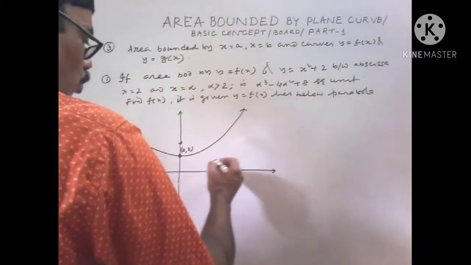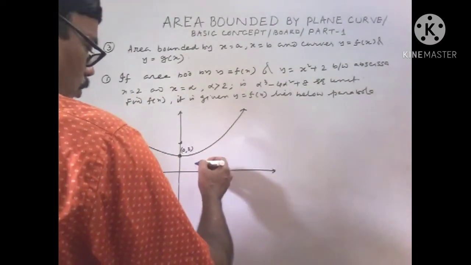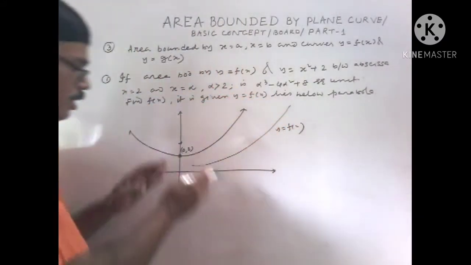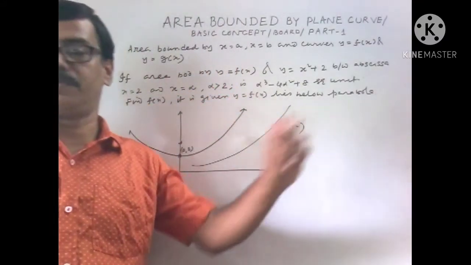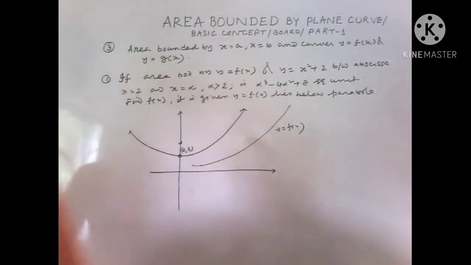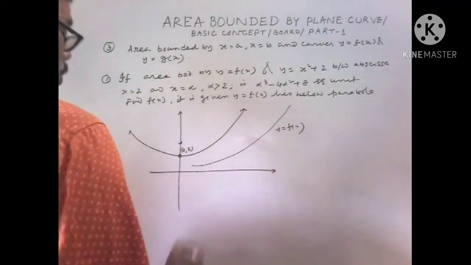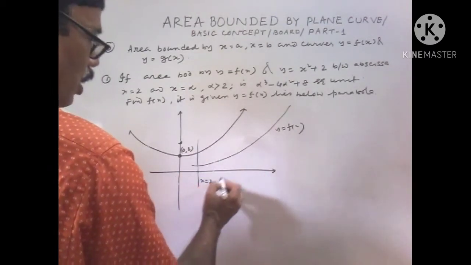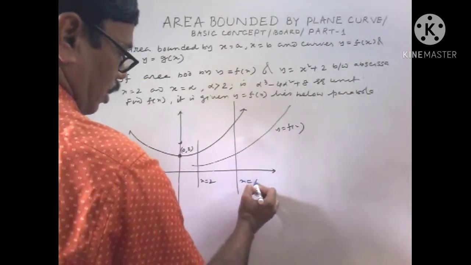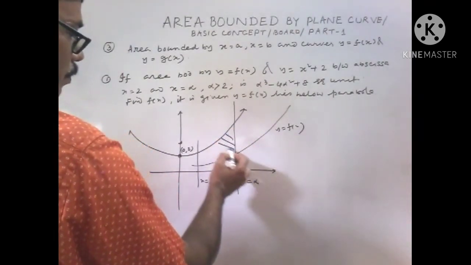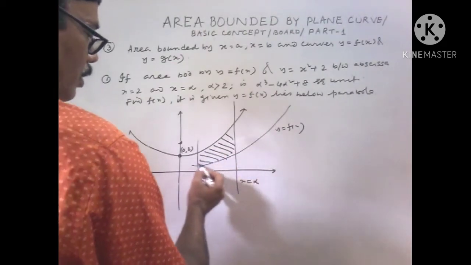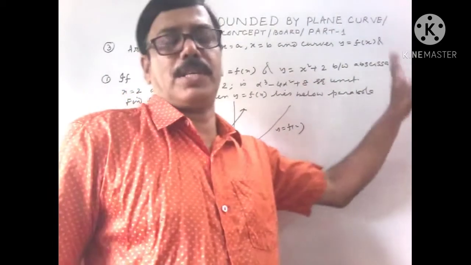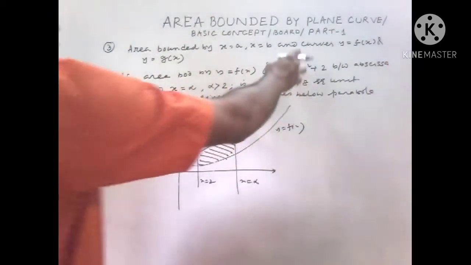And one curve is given. We do not know the form of f(x). Suppose this is y equals f(x). It is given that y equals f(x) is below the parabola, so this is not a known curve. The area bounded by x equals 2 and, suppose, x equals alpha is given by this portion. Here there is no need of a figure also, because the problem is given in direct form that this is above.